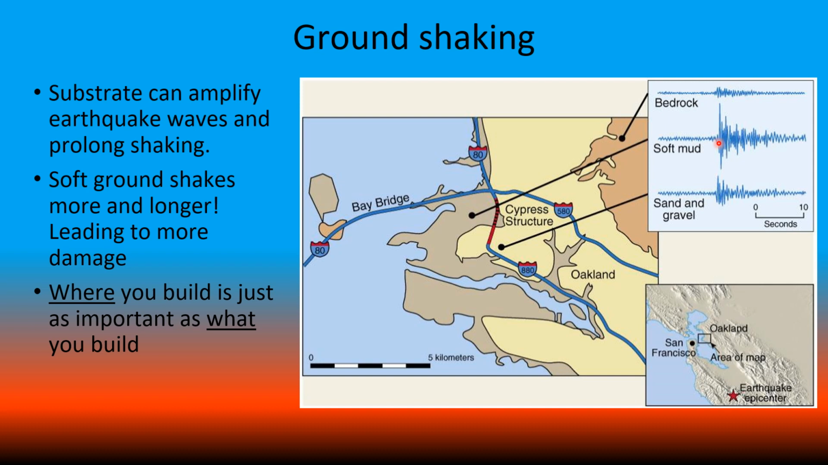And all those materials can be found here in the San Francisco area, or actually, no, pardon me, this is Oakland. San Francisco's over here on the other side. So here's the Bay Bridge, here's Oakland. And you'll see we have bedrock up here, we have sand and gravel here, and then down closer to San Pablo Bay, you've got soft muds. And this is more saturated with water as well.